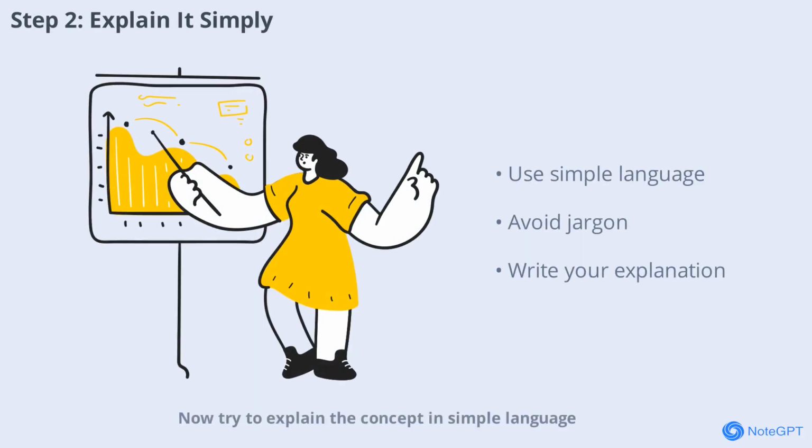Now try to explain the concept in simple language as if you're teaching someone with no background in the subject. Imagine you're talking to a child. Avoid jargon and focus on clarity. For example, instead of saying, "photosynthesis is a biochemical process," you might say, "plants make their own food using sunlight." Writing your explanation helps you be precise and clear. This step is the heart of the technique and often reveals whether you truly understand the material.